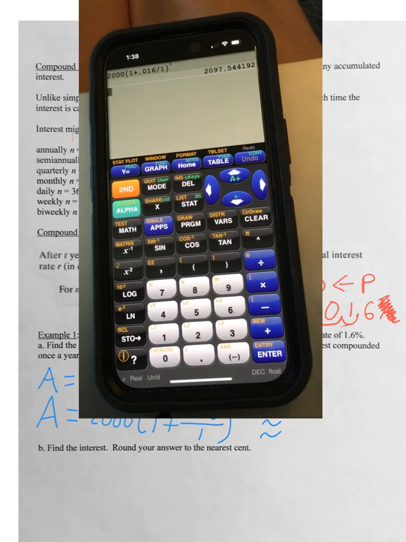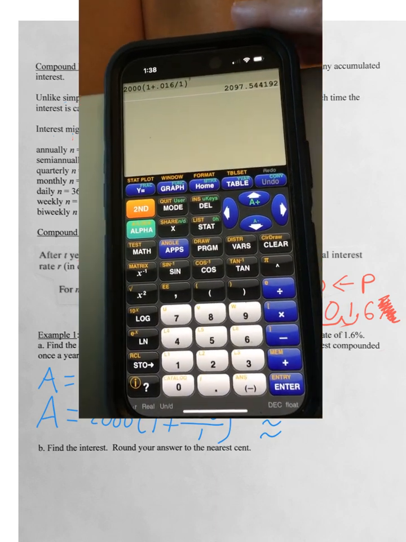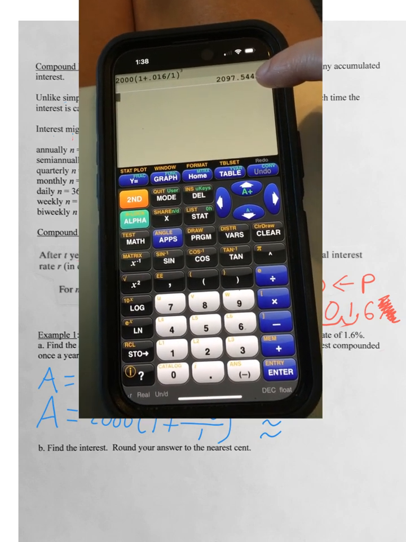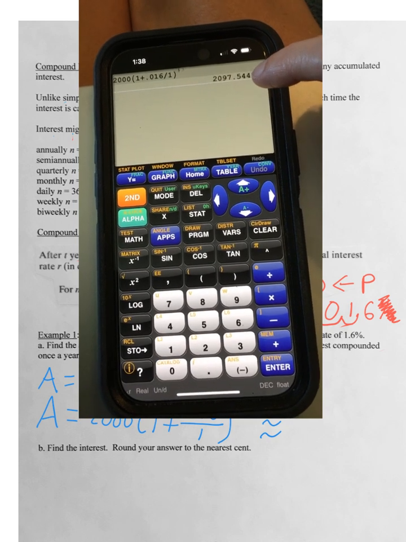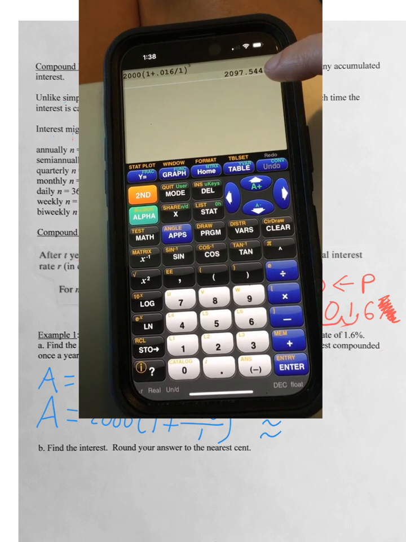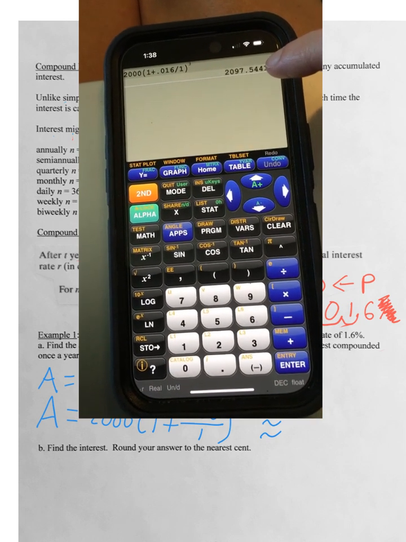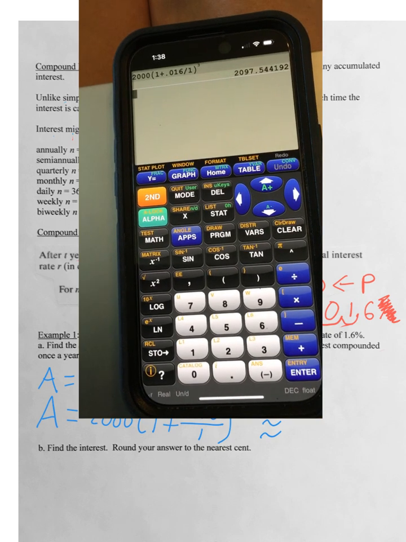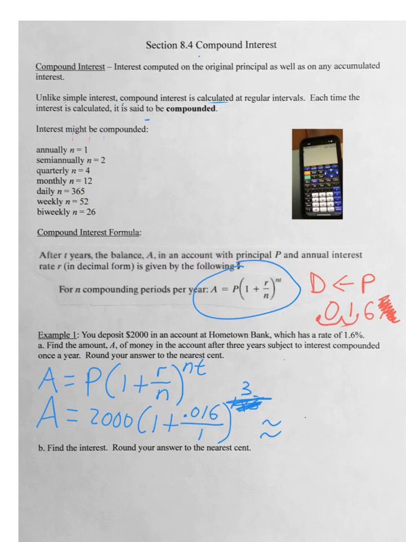Here's our answer. They want us to round to the nearest cent, which means 2 digits out. Using normal rounding rules, I just simply look at the digit directly after where I want to round to. It's a 4, so that means I'm going to round down. In other words, I'm going to leave it alone as 54 cents. So my final answer is $2,097.54. I'm going to go ahead and jot down that answer. So again, it was $2,097.54 would be the full balance, the full amount in the account.